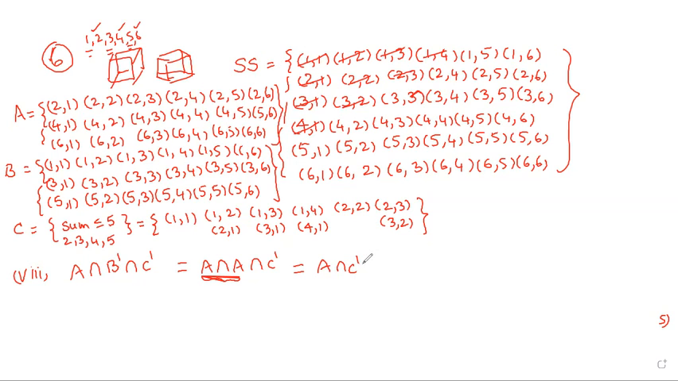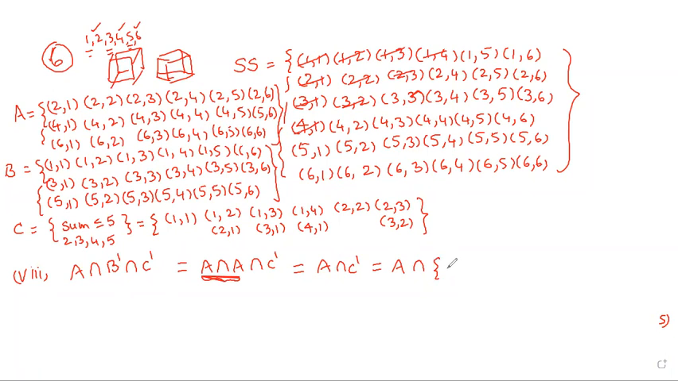Okay? First I will write A. First I will write the total A elements, the intersection. C dash is these cancellations, and the remaining all are there. Okay? C dash is the remaining.